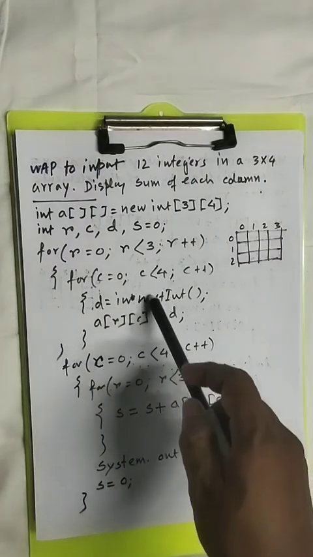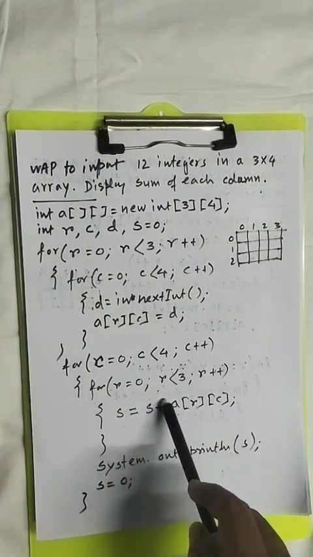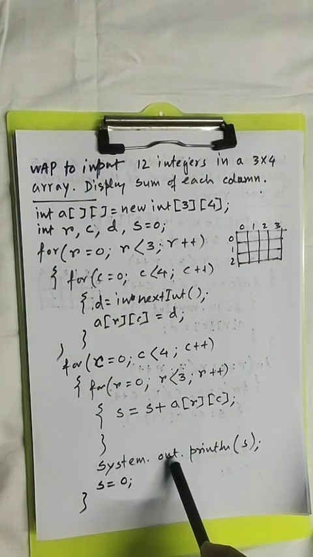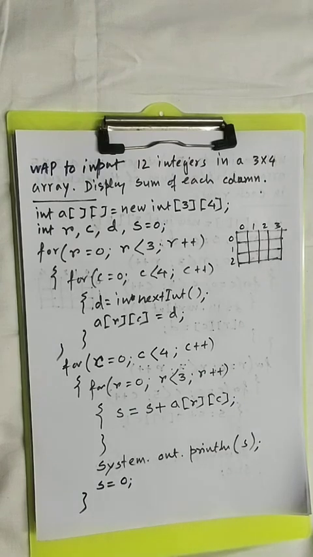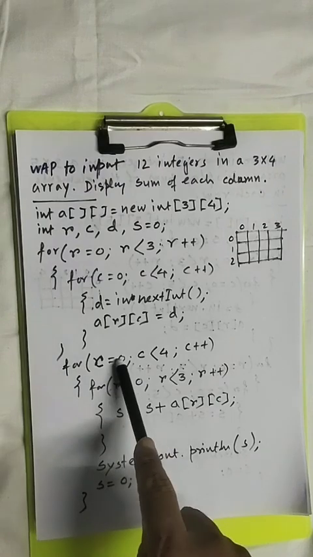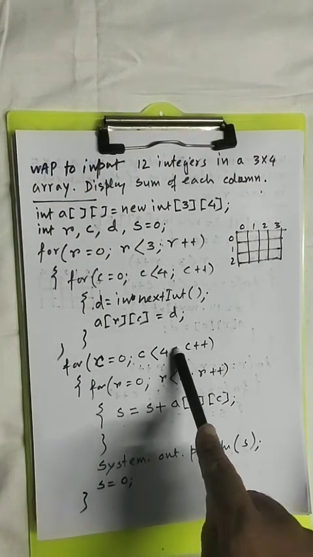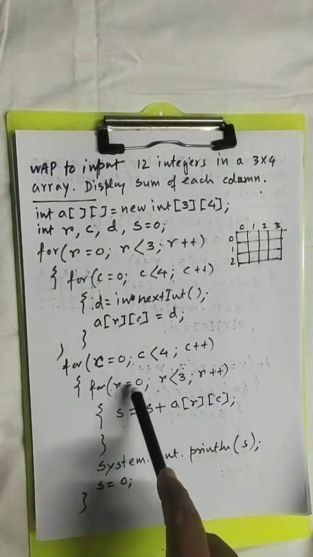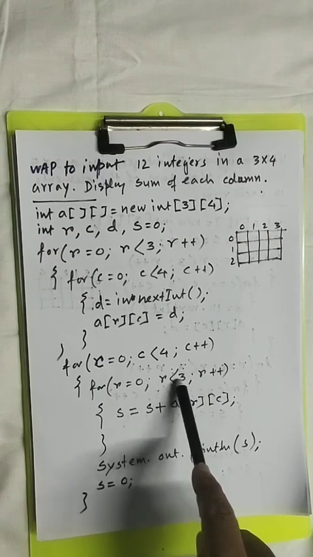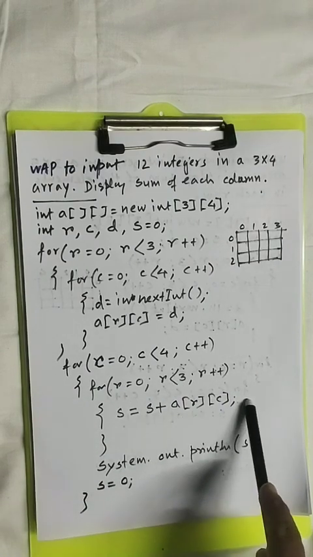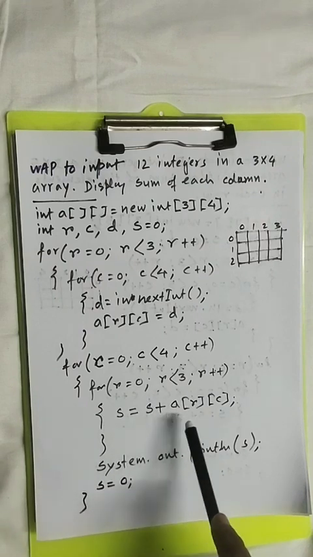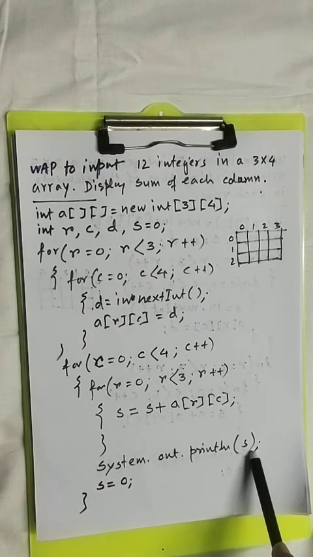This portion is taking input and this portion is calculating sum of each column. Since we are finding sum of each column, the column is remaining fixed, it is outer for loop, and row is changing every time, so row is inner for loop. So this is how we can calculate sum of each column, and here we have printed.